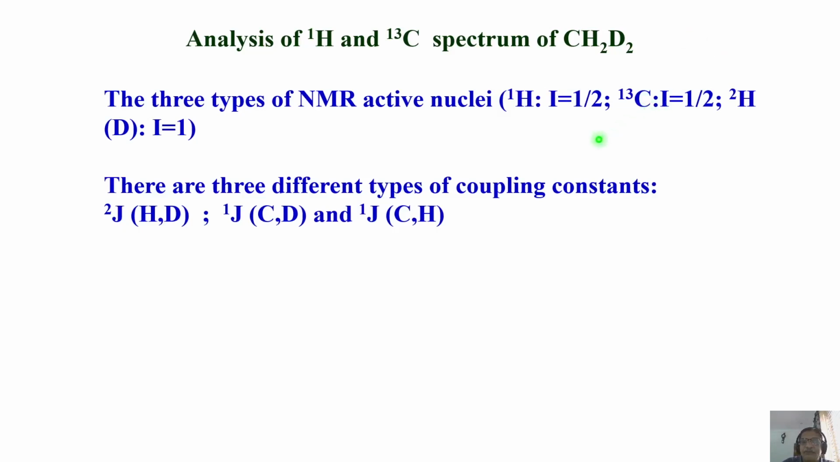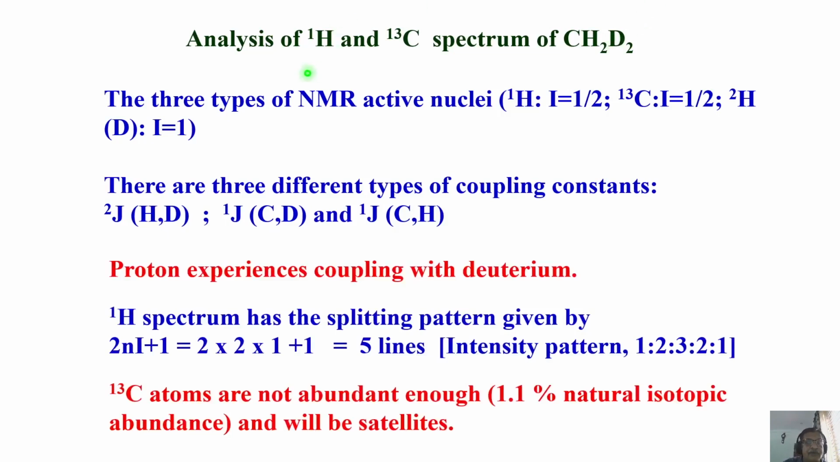Now there are three types of couplings possible in this molecule. There are three different NMR active nuclei: carbon 13, proton and deuterium. There can be CH coupling, there can be HD coupling, there can be CD coupling. All three are possible. All are one bond couplings. Now let us look at the proton spectrum of this.